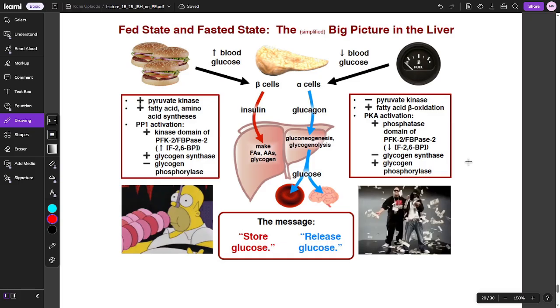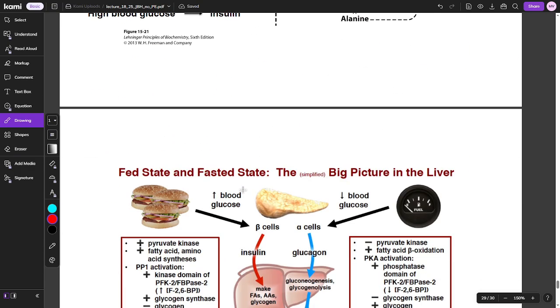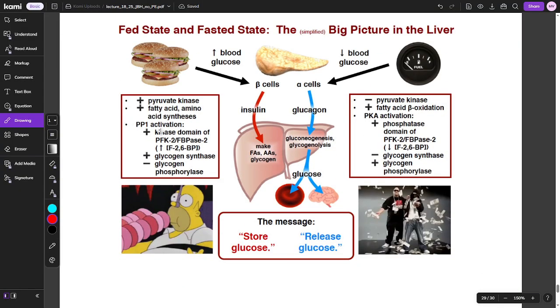And here is a nice little diagram of how all of this looks, right? So if you look at high blood glucose, we're going to have an active pyruvate kinase. You're going to have a lot of fatty acids, amino acid synthesis, and all that jazz. We're going to have a lot of protein phosphatase activity because of insulin. Insulin stimulates dephosphorylation, and we're going to have a lot of kinase domains.